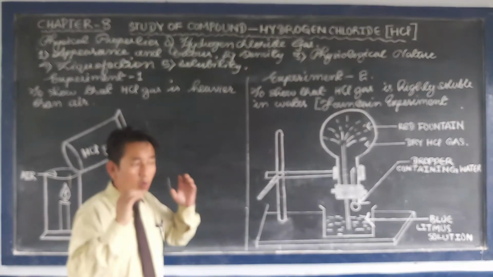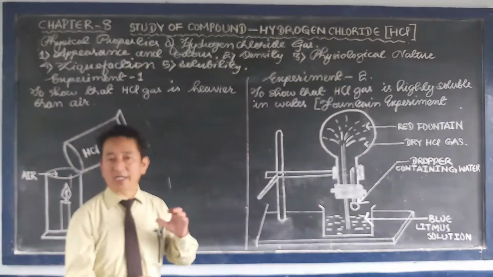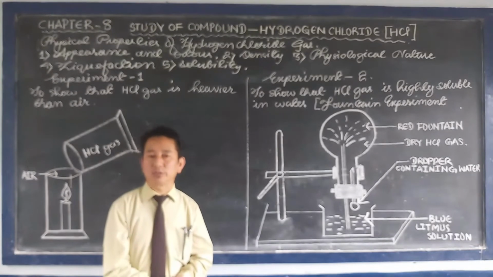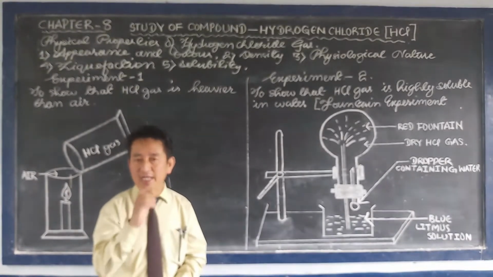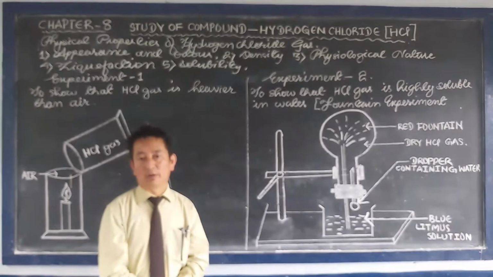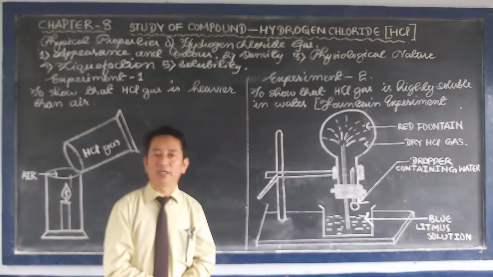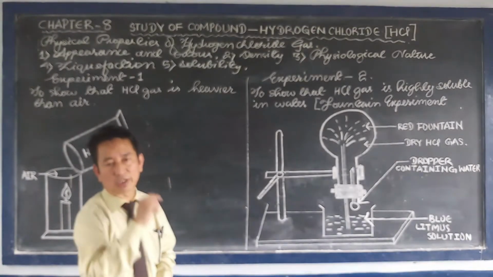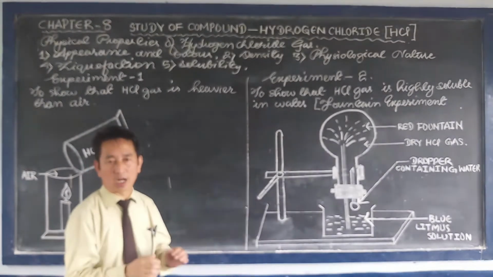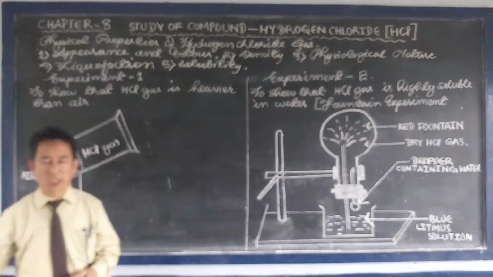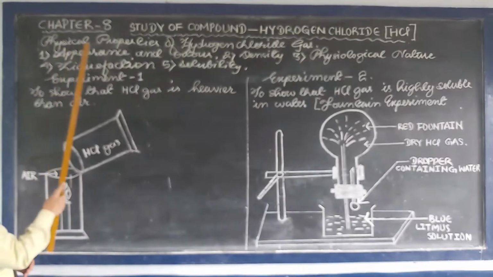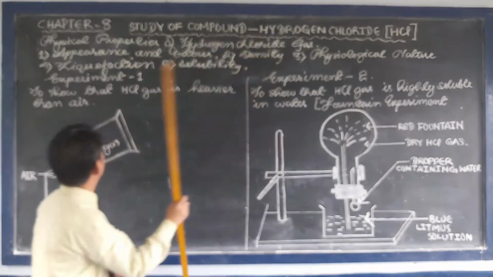Now, next, how can we identify the jar is completely filled with hydrogen chloride? It gives dense white fumes when a glass rod dipped in ammonia solution is brought near the mouth of the jar. Now let's move on to today's topic here, physical properties of hydrogen chloride gas.